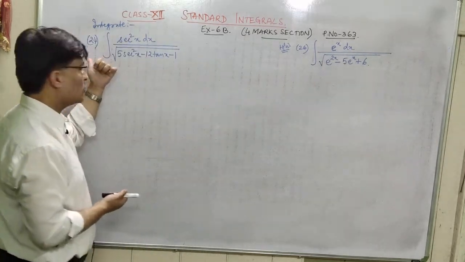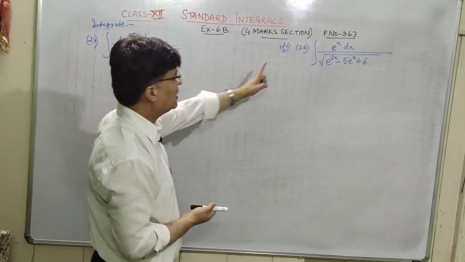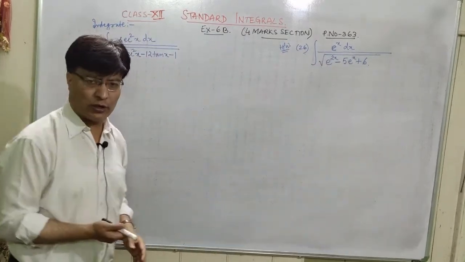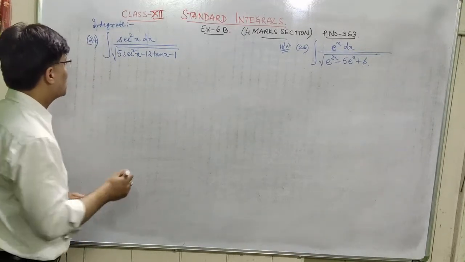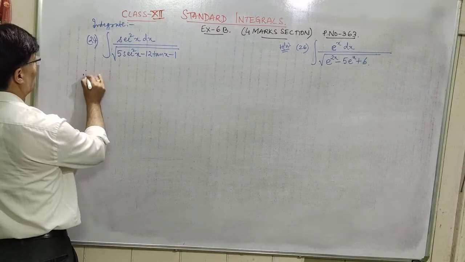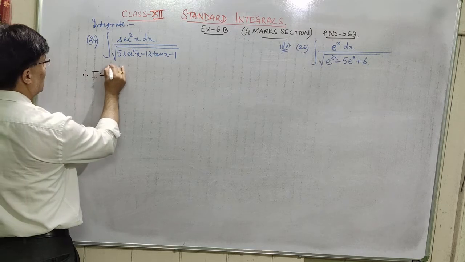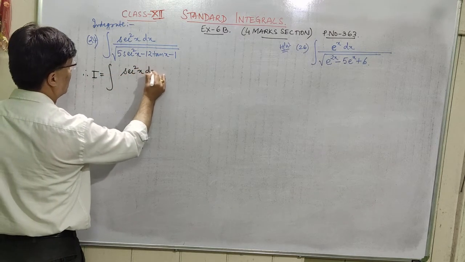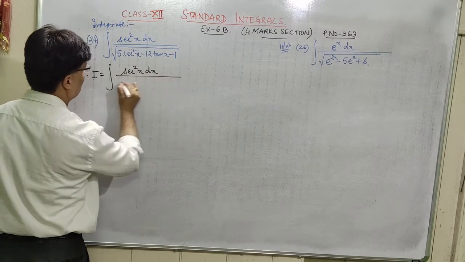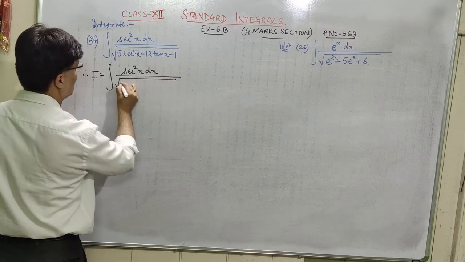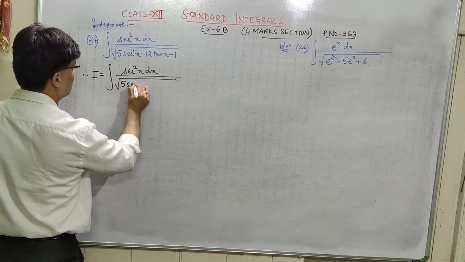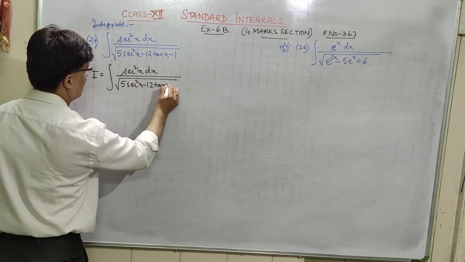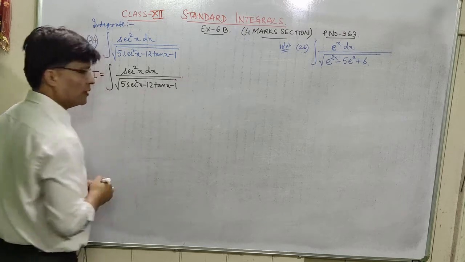First of all, let's do this question number 24, then you can easily understand question number 26. So question number 26 is your homework. Okay, so let's do question number 24 now. Here, I is equal to the integration of sec square x dx divided by the square root of 5 sec square x minus 12 tan x, then minus 1.